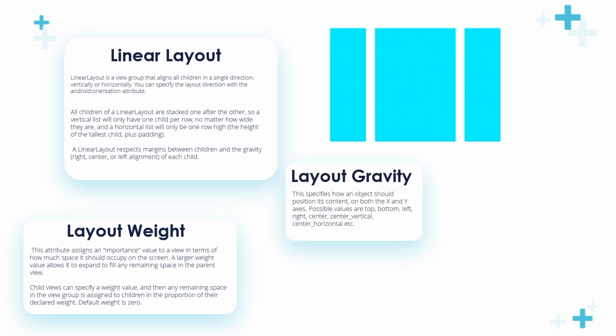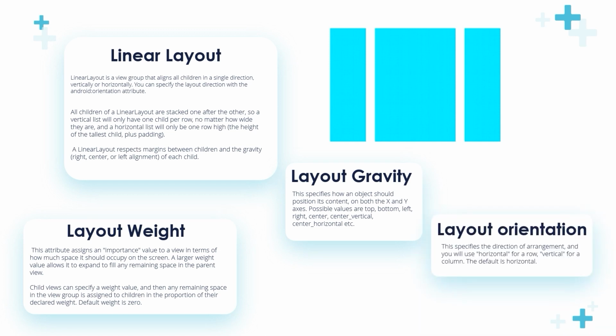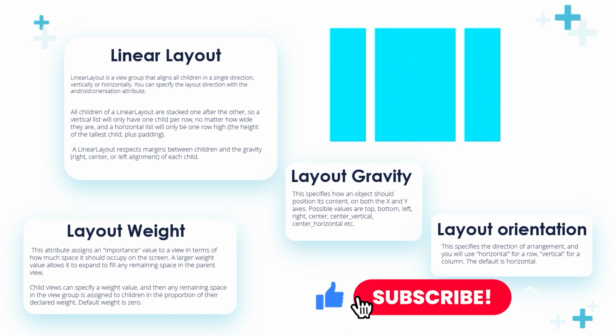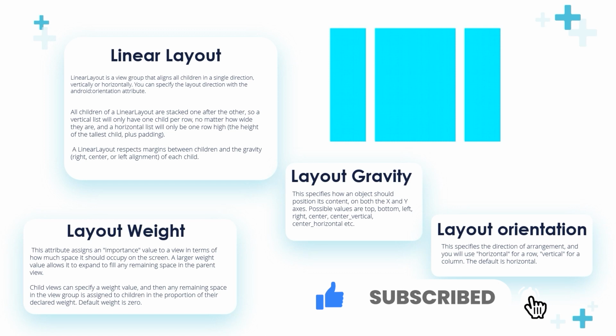The layout gravity. This specifies how an object should position its content on both the X and Y axes. Possible values are top, bottom, left, right, center, center vertical, center horizontal, and etc. The layout orientation. This specifies the direction of arrangement, and you will use horizontal for row, vertical for column. The default is horizontal. These are the most important attributes for the linear layout.